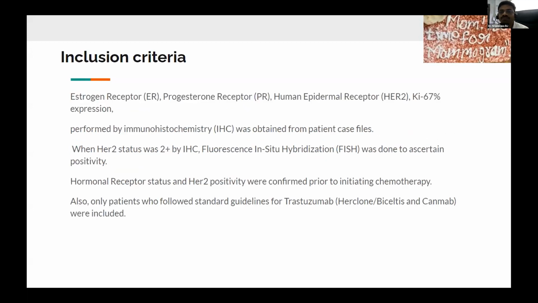ER receptor, PR receptor, HER2 receptor and Ki67 were done by IHC, and if HER2 status was 2+ by IHC, we did FISH testing to consider it FISH positive. Hormone receptor status and HER2 positivity were confirmed before initiating chemotherapy, and only patients who followed standard guidelines for trastuzumab, Herclon, Biceltis and Canmab were included in this study.